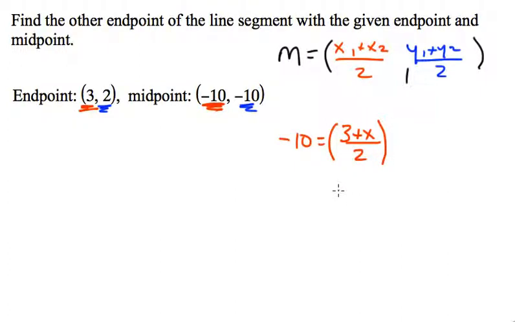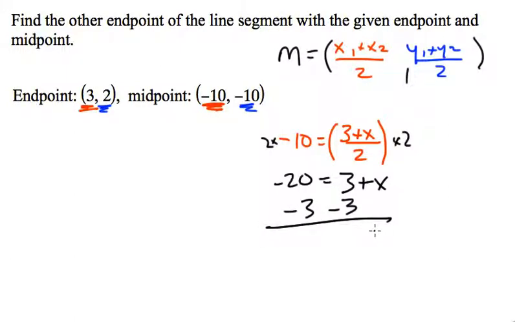So let's solve this. The first thing I need to do, we'll do it all in black here, is multiply both sides by 2. So if I do that on this side, I end up with negative 20 equals 3 plus x. I then subtract 3 from both sides, and I end up with x equals negative 23. So I know that my x coordinate is going to be negative 23.